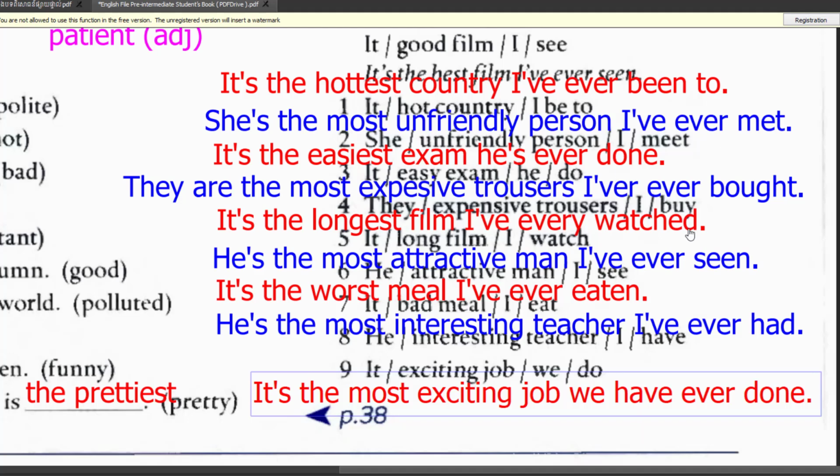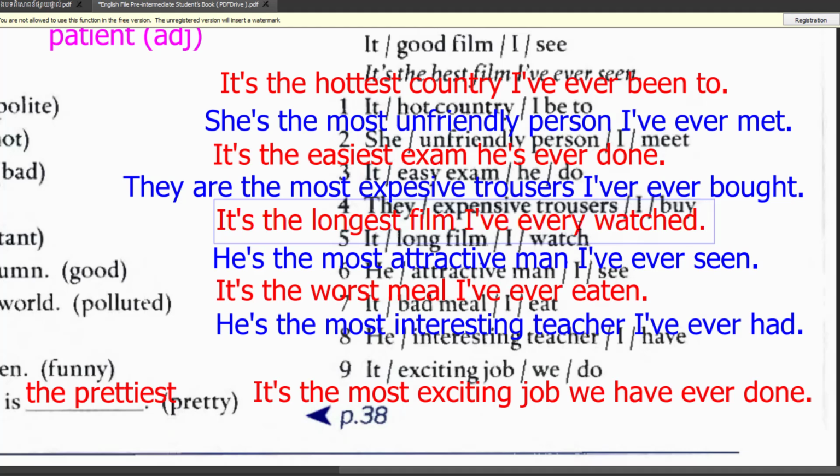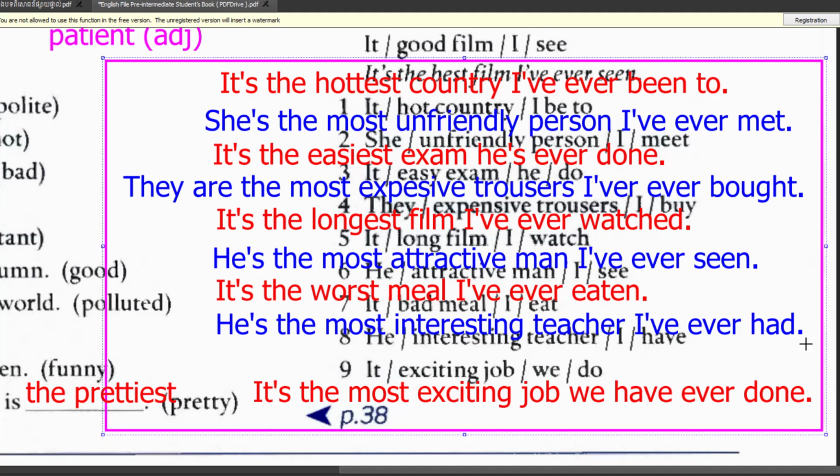Okay, great. Change number 5: it's the longest film I've ever watched. So just remember this: when you talk about something you have experienced, we use ever with the present perfect, to show that you have seen, done or met whatever many times. But the one you met, you did, or you ate is the best one or the worst one, comparing to the others. All right, now let's get back to our book.